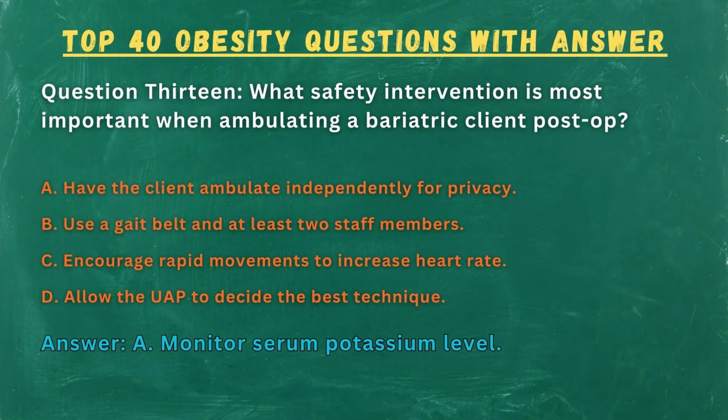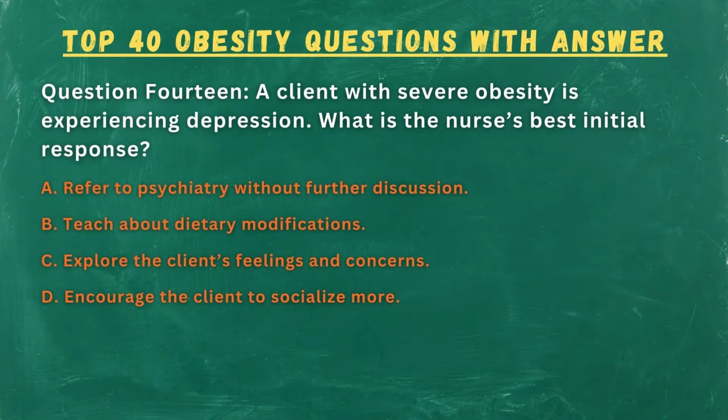Answer: B. Use a gait belt and at least 2 staff members. Question 14. A client with severe obesity is experiencing depression. What is the nurse's best initial response?